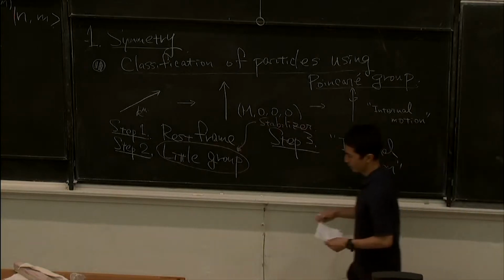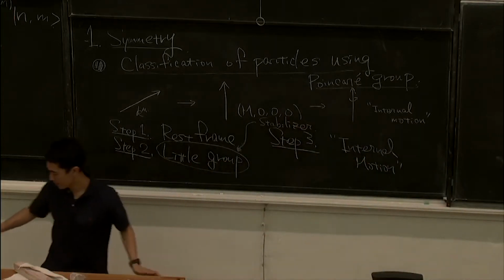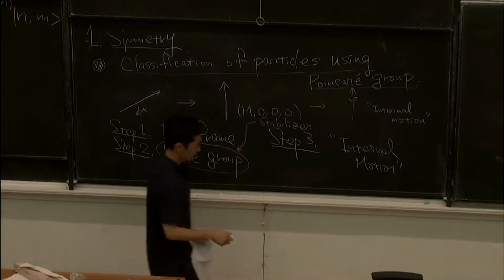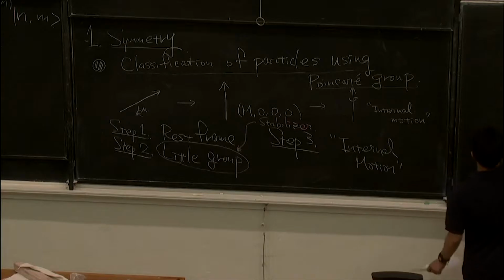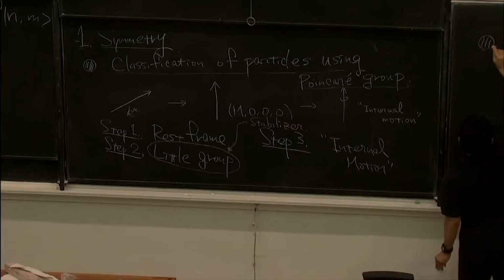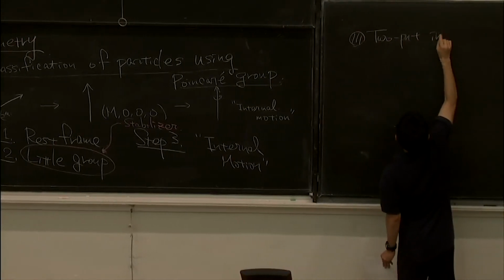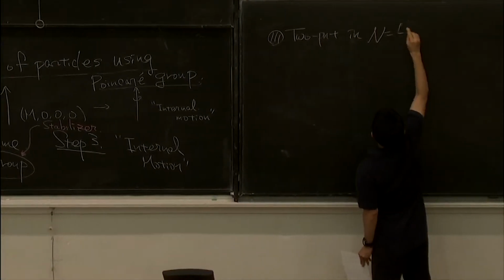Okay, so let's try to follow these steps in the case of the two-point function in N=4 super Yang-Mills theory.